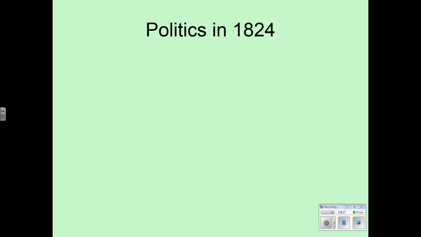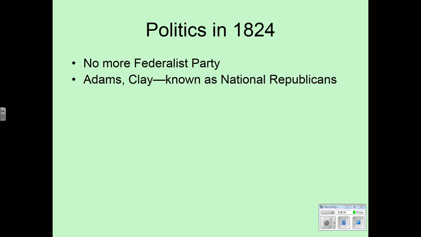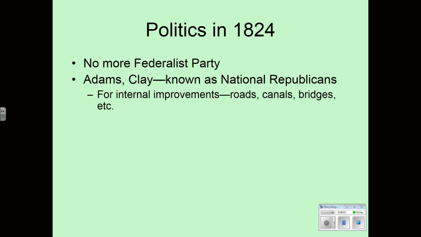All right, the other part of this presentation concerns politics, presidential politics. Remember that there's no more Federalist Party. John Quincy Adams and Henry Clay became known as National Republicans. Earlier we had the Democratic Republicans, or just called Republicans, but now at this point they're called National Republicans. And they were for internal improvements. For example, Henry Clay favored something called the American system that we've looked at before. He wanted the federal government to be actively involved in building roads, canals, bridges, things like that. He wanted an active federal government.